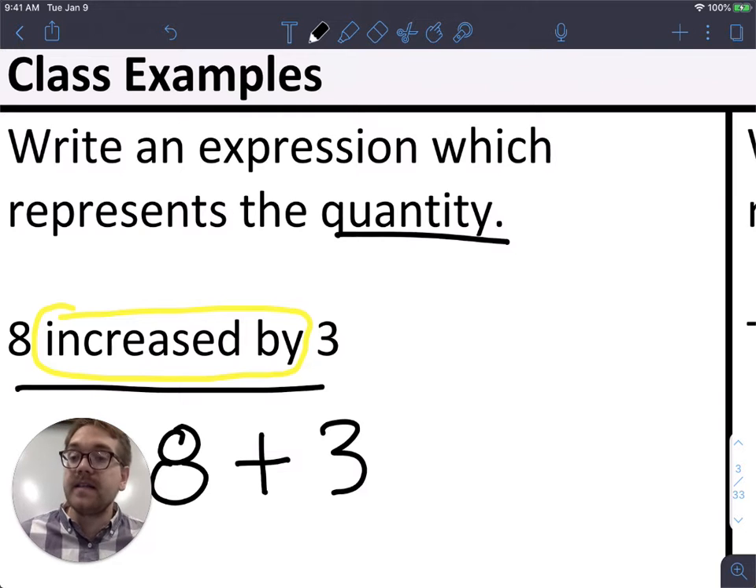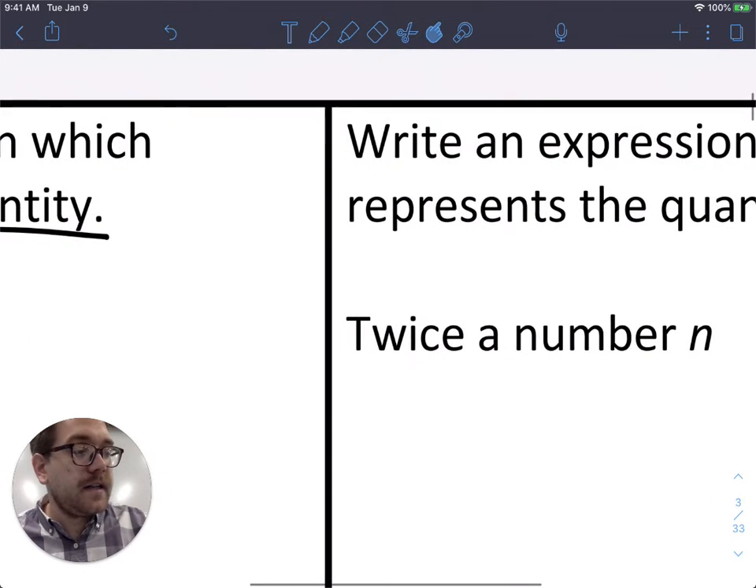8 plus 3. That is an expression that has numbers and symbols that represents the quantity 8 plus 3, or 8 increased by 3. If you think about it another way, if I have 8 of something and I increase that by 3, I'm doing 8 plus 3. Okay? So that's one way we can write the expression. Let's look at another example.